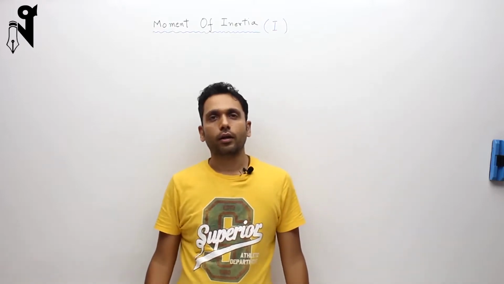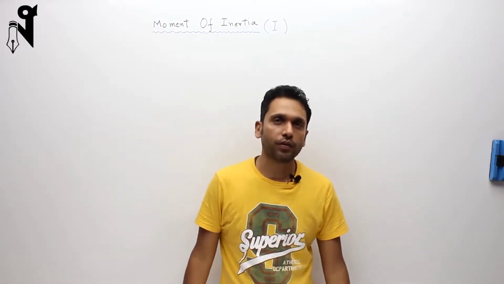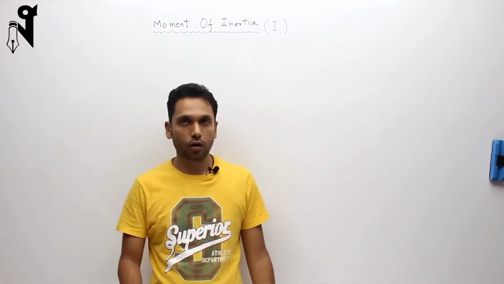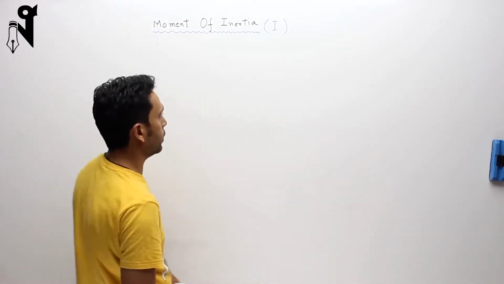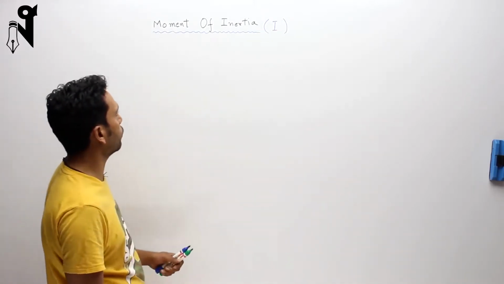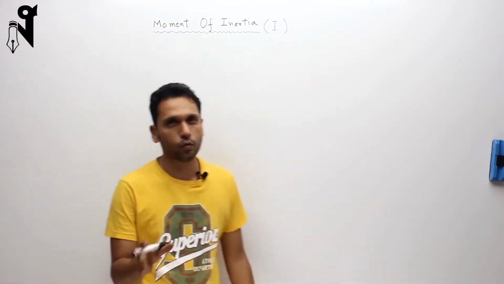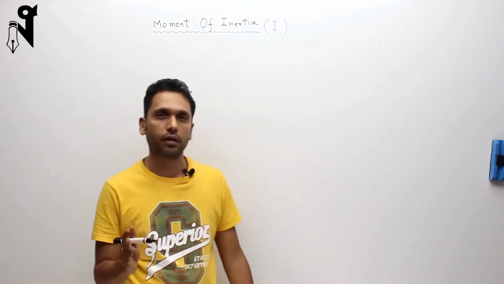Hello students. Now in this section we will try to find out the moment of inertia of some continuous masses, which are not like point masses. They are continuous masses distributed around a certain axis of rotation, and what would be the moment of inertia? One of the simplest things would be to take a thin rod.